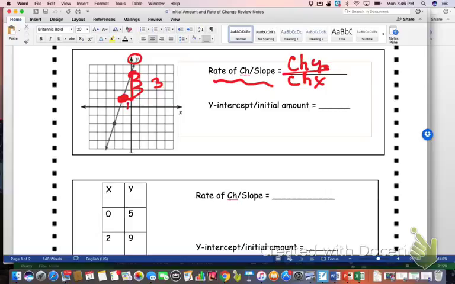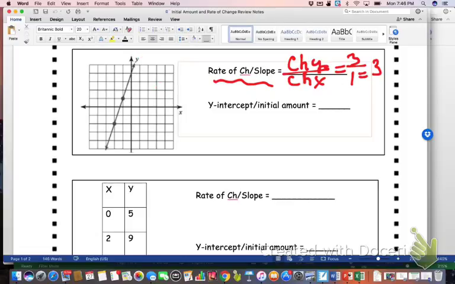I can also tell, because the graph is moving upwards as I move from left to right, that this is a positive sloping graph. So my change in y is a 3. My change in x is a 1, which simplifies to a 3. And it's a positive 3 because the graph is sloping upwards.